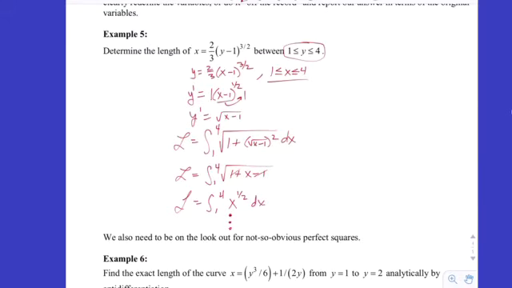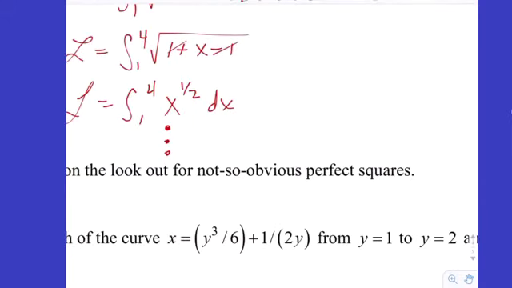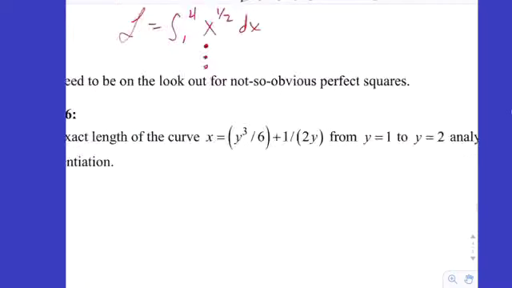It says we also need to be on the lookout for not so obvious perfect squares. Like if you look at a circle, you're like, is that a perfect square? It's not real obvious. No, that's a perfect circle. Okay. Let's see what that means.